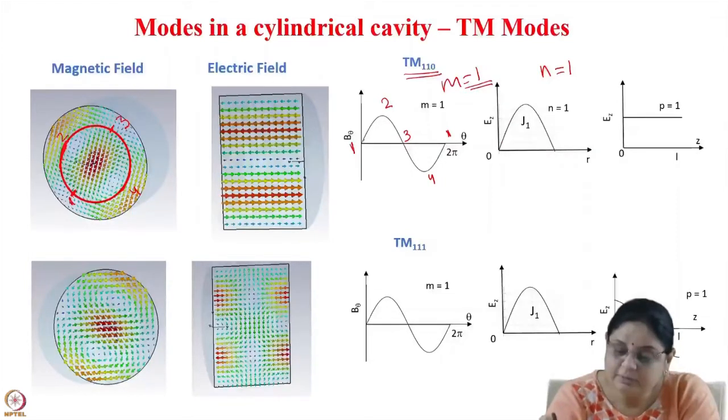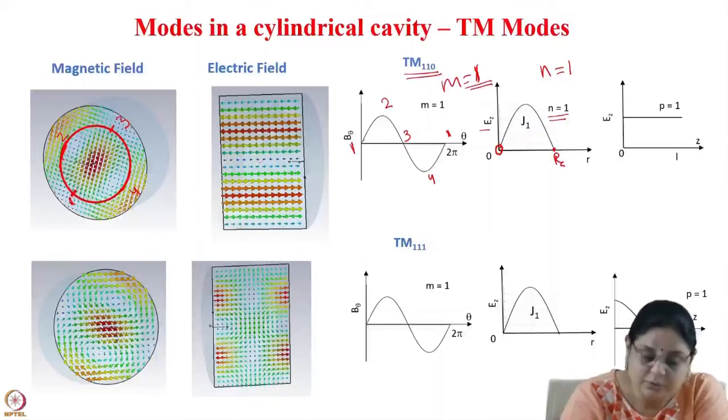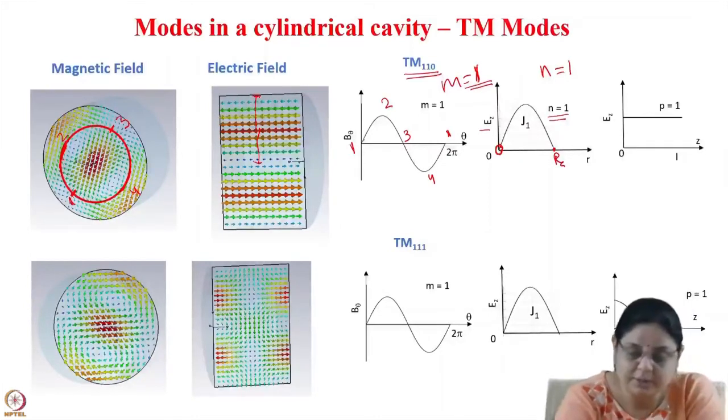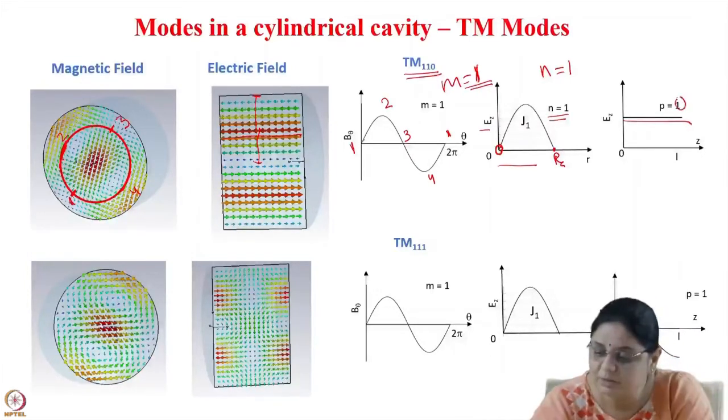So we have to plot J1 versus R. Ez will have a variation of the form of J1 here because M is equal to 1. So J1, if you see from the graph, it is 0 at the center and then it goes to 0 here at R is equal to RC. So again, this corresponds to N is equal to 1 because the 0 at R is equal to 0 is not counted. So if you see the field Ez with R, okay, so here it is 0, and then it goes to maximum and then again to 0 here because it has to satisfy the boundary condition. So this is how the field looks like. Again, if you see the Ez field along Z, there is no variation. So this corresponds to P is equal to 0.